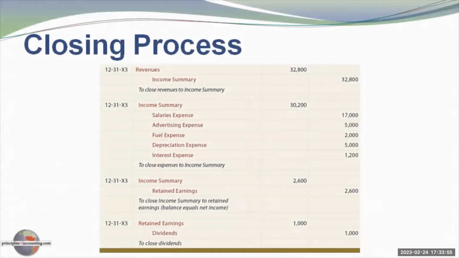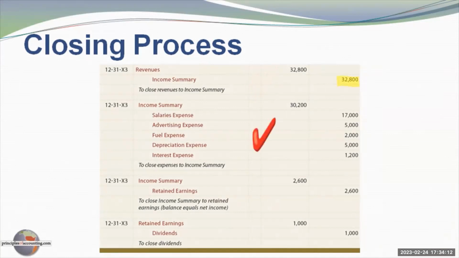Here on the screen is an example of the first entry, closing revenues. Revenues have a credit balance. To close them, we'll debit revenues and credit income summary. At this point, we'll have $32,800 in the income summary account reflective of the total revenues.